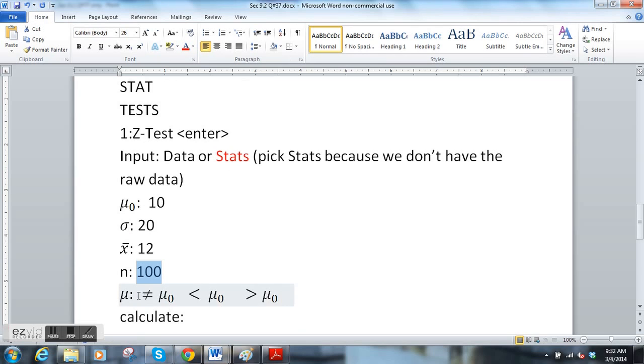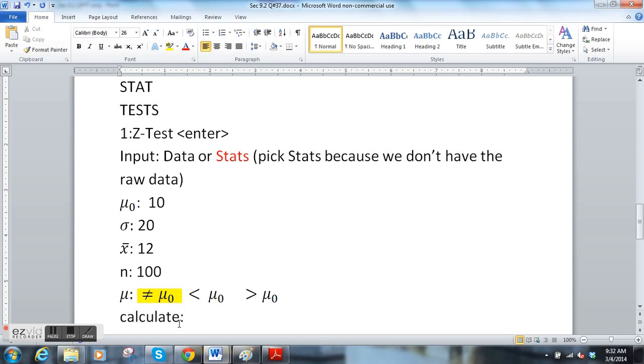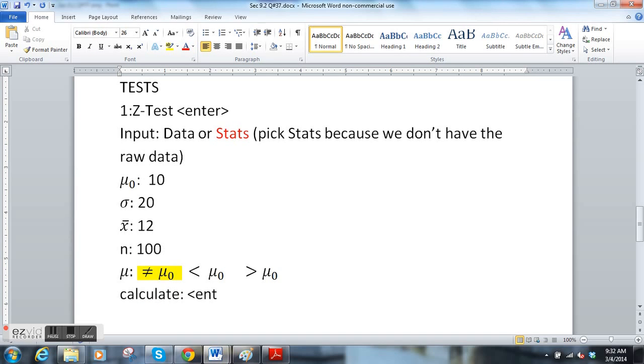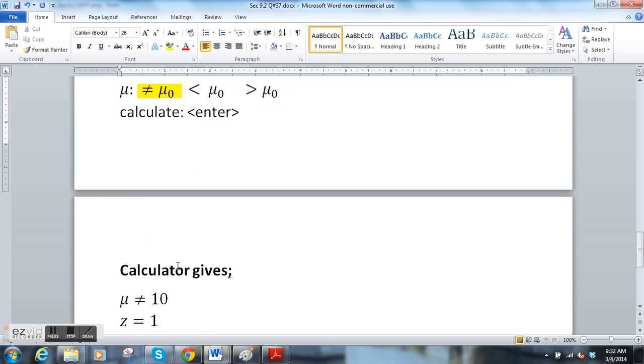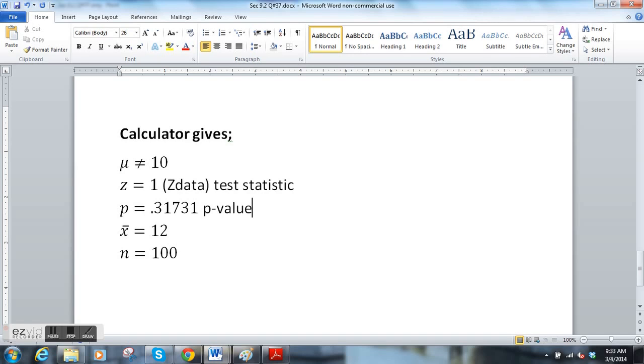Now for this one, you have to pick one. What is your alternative hypothesis? Well, ours is differs from, so we're going to highlight this one, and then you arrow down to calculate, and you hit enter, like that, and the calculator spits out all of these numbers. Calculator, calculate, so I'm going down, making sure. Yep. So this Z right here, that's the Z data. That's what the book calls Z data. That's your test statistic. And then this is the p-value right there. And then X bar is 12 and n is 100.